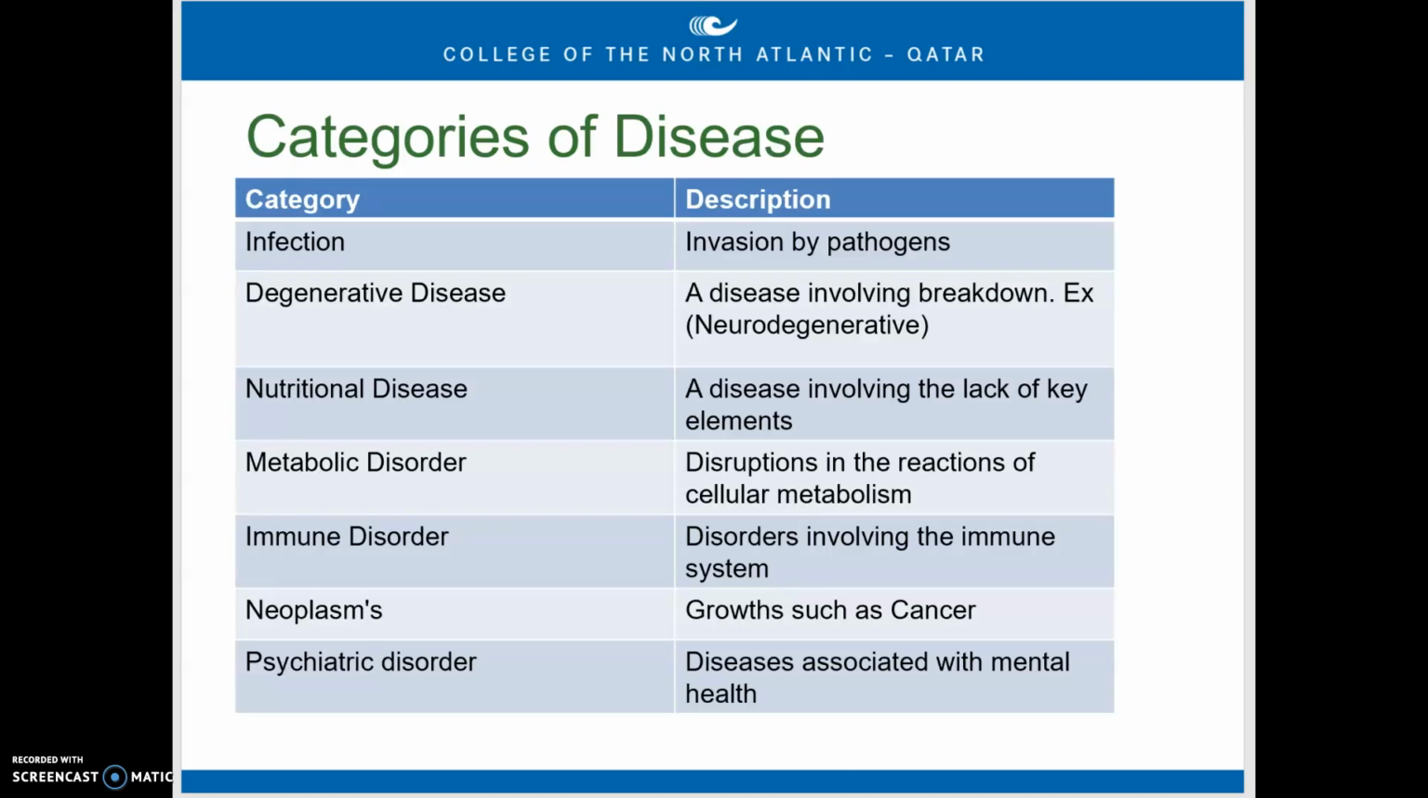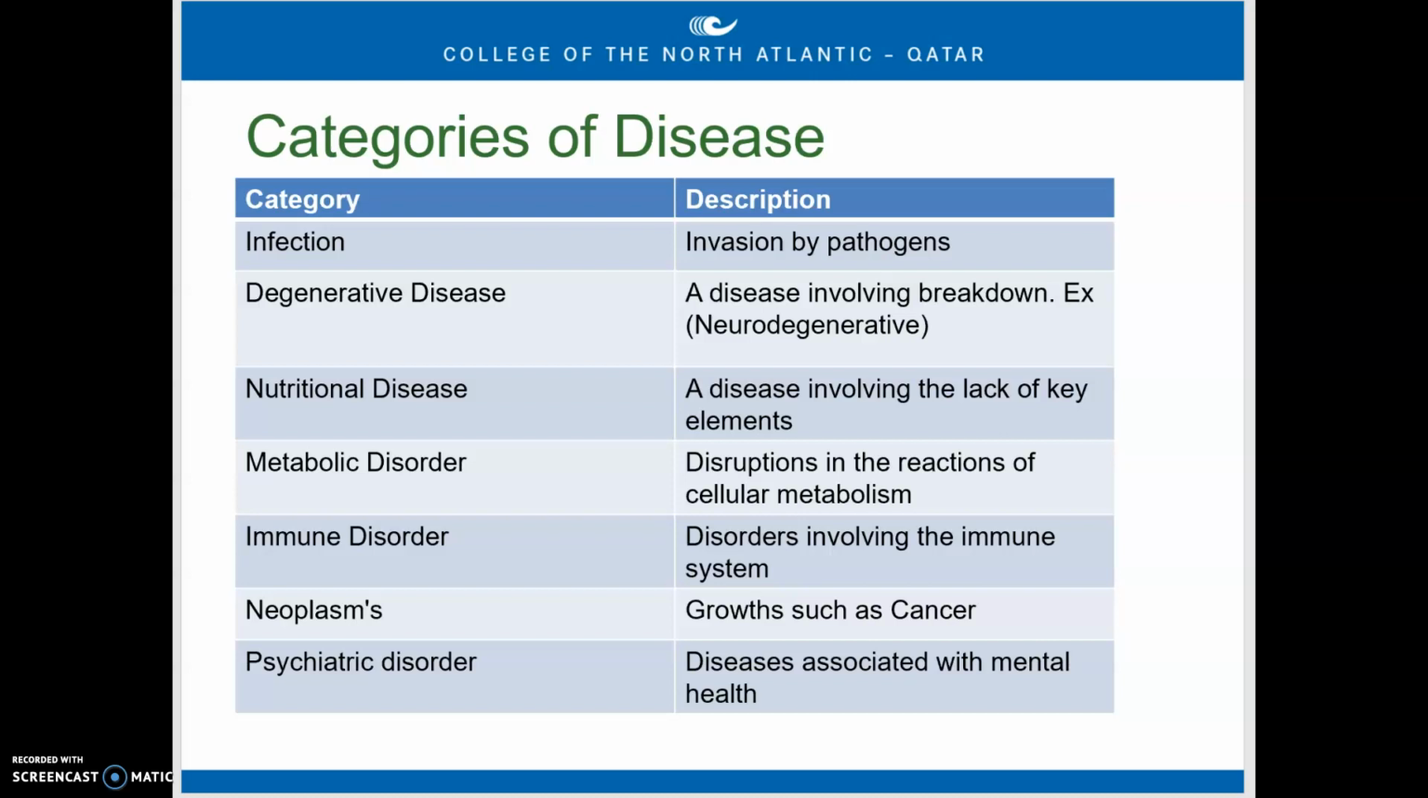Now, disease is categorized in a number of different ways. So just think of the word disease as a really big term that encompasses a whole slew of broad definitions. So we can talk about infection, which is caused by an invasion of pathogens, and a pathogen is any organism that can cause disease. We can also have degenerative diseases, so this would involve a disease where something in the body breaks down. For example, neurodegenerative, where we have a breakdown in the nervous system. And a disease such as Lou Gehrig's disease is an example of that, but there's many others.